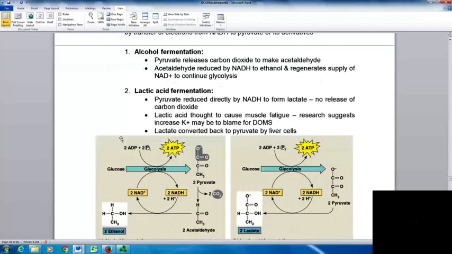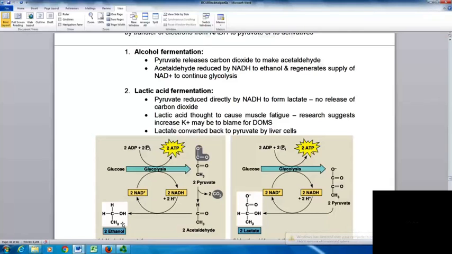If we look at alcohol fermentation here, we start out with glucose. It goes through glycolysis, and in the process you generate these two NADHs. We're going to take the 2 pyruvate, and carbon dioxide is going to be pulled off, and you will produce 2 acetaldehyde. The acetaldehyde will be converted into ethanol. In the process of converting it into ethanol, you're going to take 2 NADHs and convert them back to 2 NAD+.